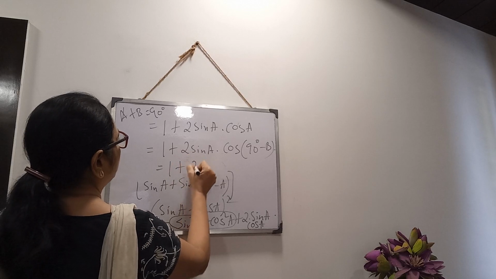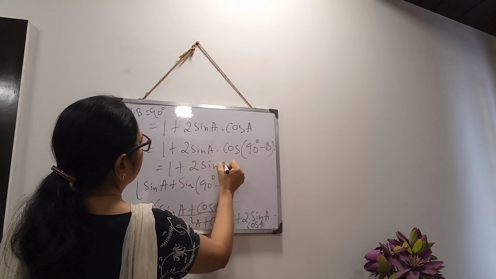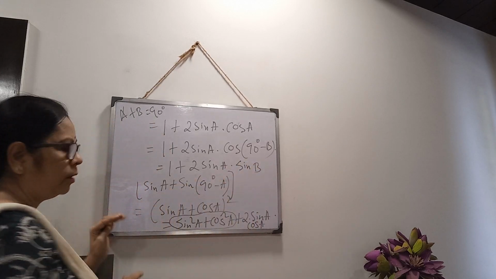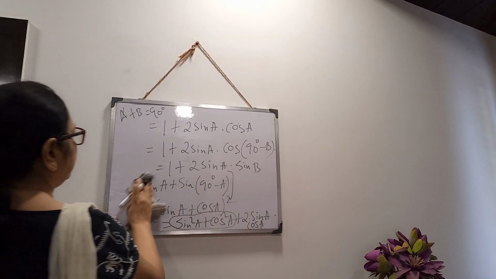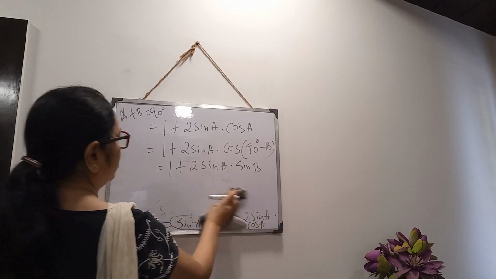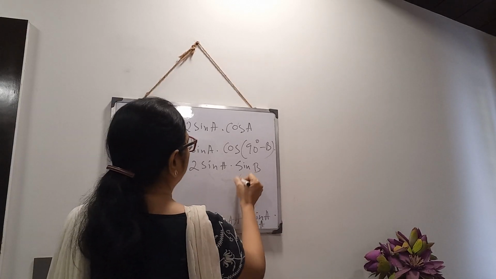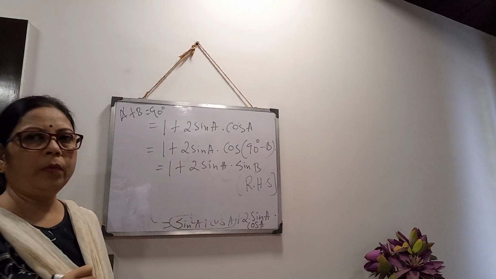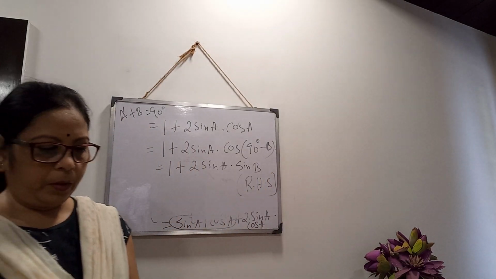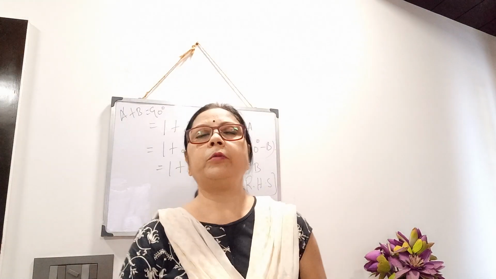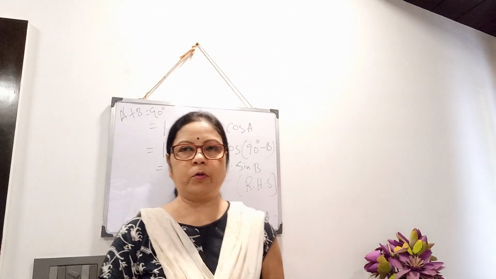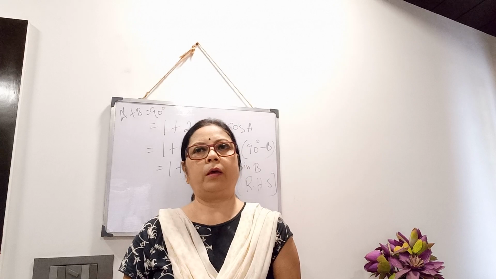Now again the formula: cos 90 minus B means sin B. So this is my right hand side. So it is proved. Clear what you have done? So today I have solved from your board book and also from 2 different reference books. You will practice this chapter. It is an important chapter for the board exam. Clear? All the best.